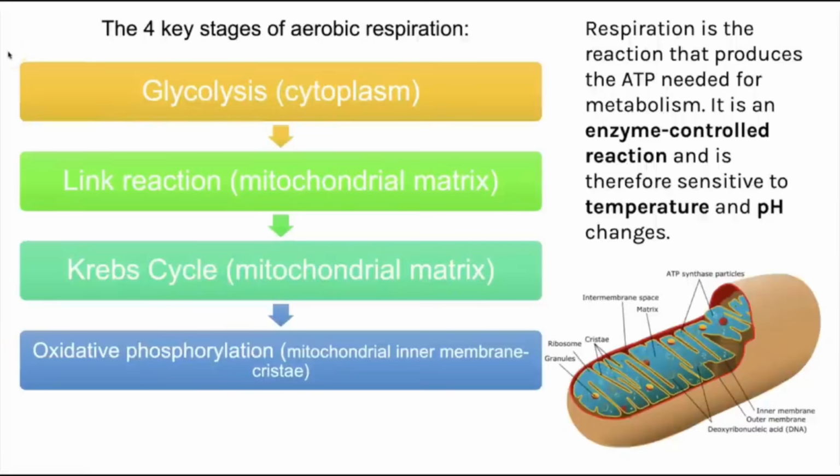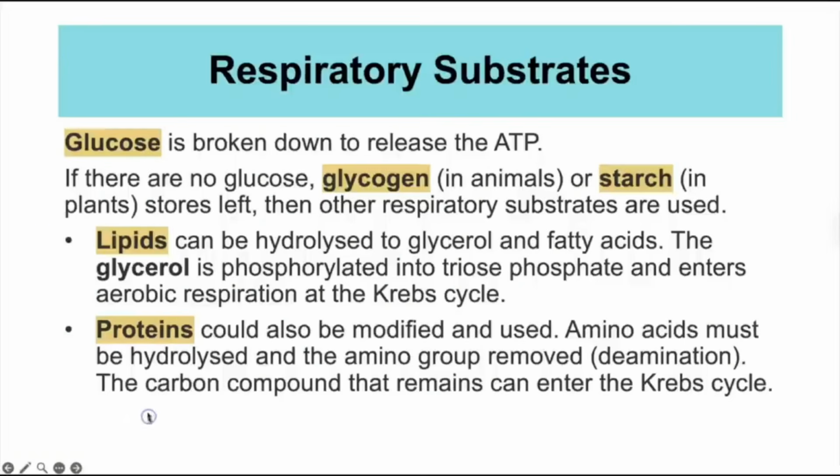There's aerobic and anaerobic respiration, and we are going to start with aerobic, which is split into 4 key stages. We have glycolysis, which happens in the cytoplasm of the cell, but the other 3 stages do happen in the mitochondria. The link reaction and the Krebs cycle happen in the mitochondrial matrix, which is the fluid-filled center. And oxidative phosphorylation happens on the cristae, or the inner mitochondrial membrane.